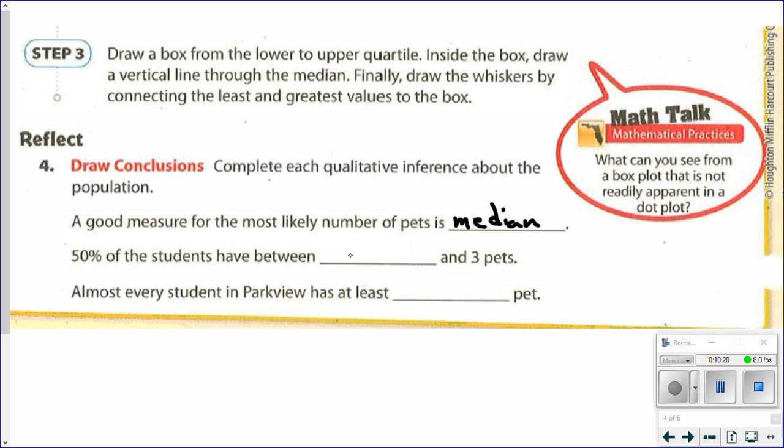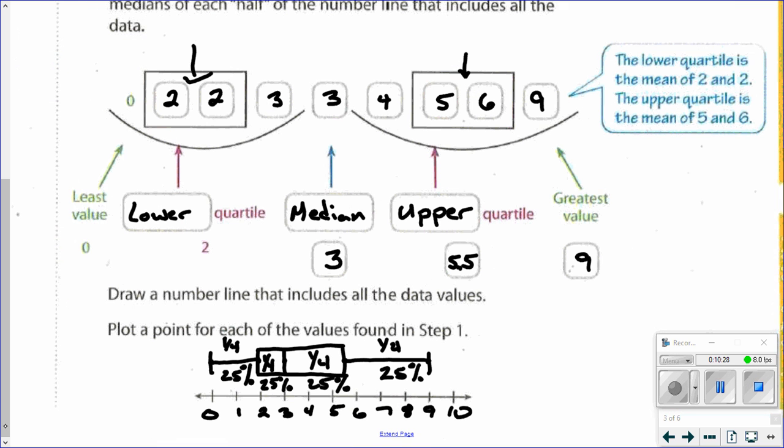50% of the students have between blank and 3 pets. So remember that the box plot divides your data into quarters. Each of these sections represents 25% of your data. So 50% of my data falls between 0 and 3. So 50% is here. The other 50% is between 3 and 9. So each section represents 25. So 25 plus 25 tells me 50% of my data is between 0 and 3. So that's what we're going to put for that.